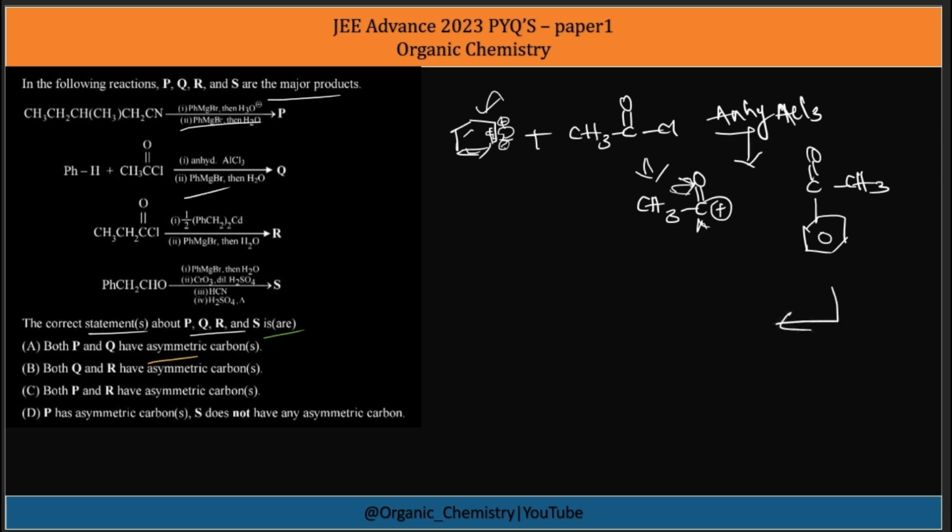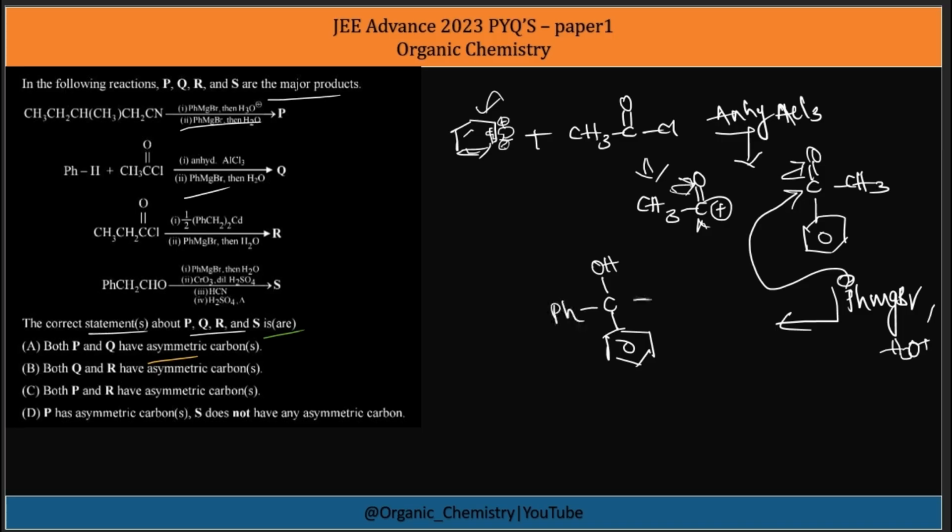Another reagent, again they have given PhMgBr, and then after that they have given hydrolysis. Again here it will act like a nucleophile and it will attack on this carbonyl carbon. Then this bond shifts towards here and then it will protonate in the presence of hydrolysis. Then we'll get this type of product, C OH. Here we have Ph, right? Ph CH3.